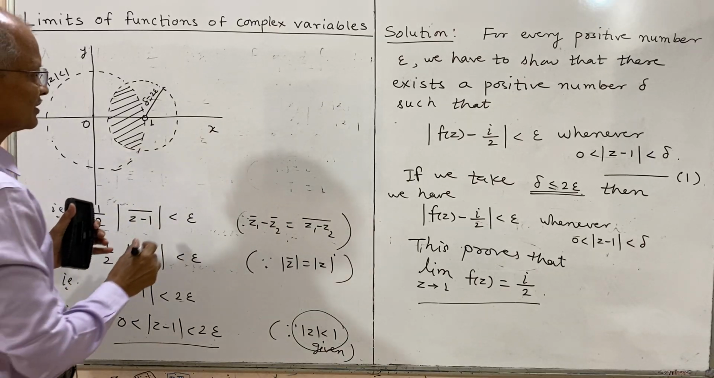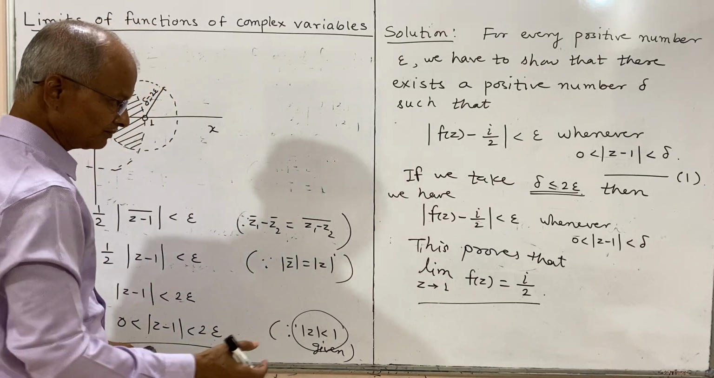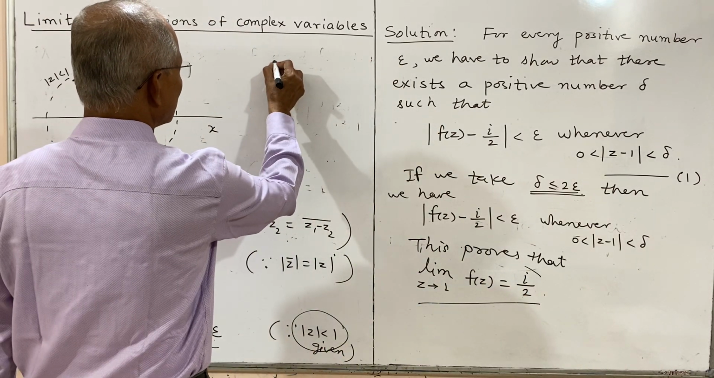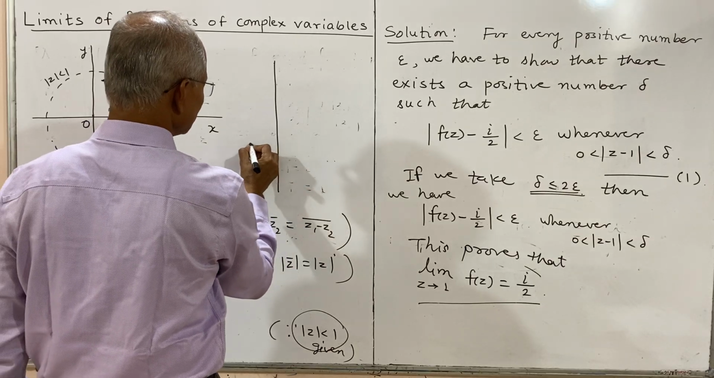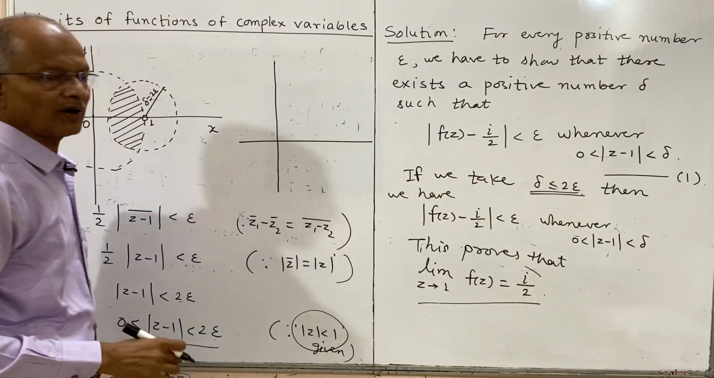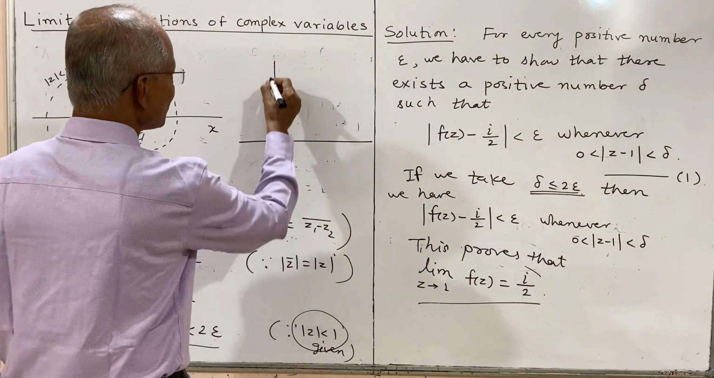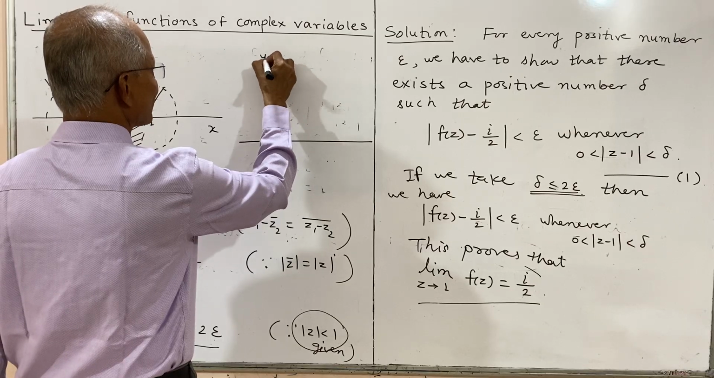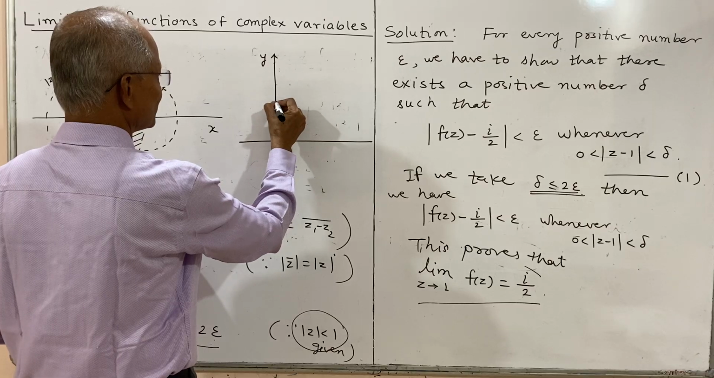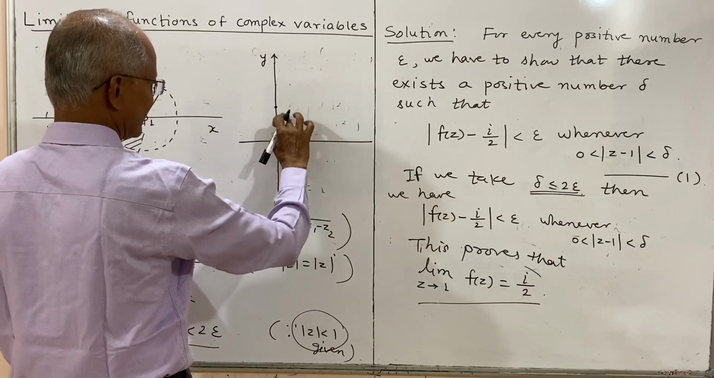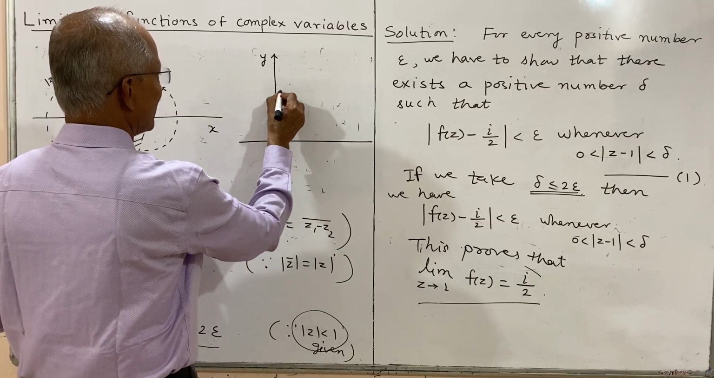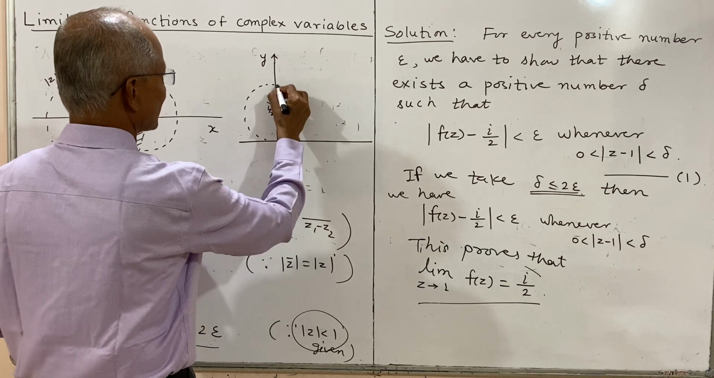And now what about the value of the function? The function will approach this i upon 2, the epsilon neighborhood of i by 2. And i by 2 is a point on the imaginary axis, that is half unit, and we may have the epsilon neighborhood of this.